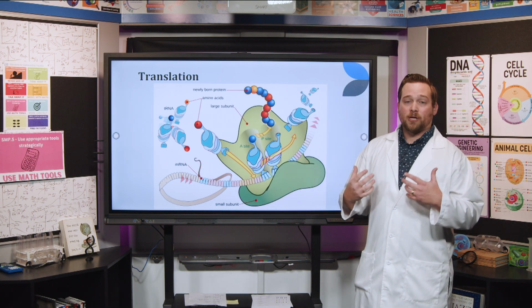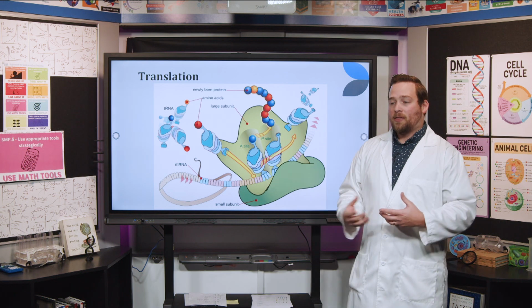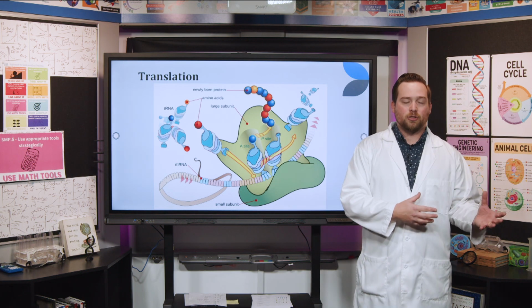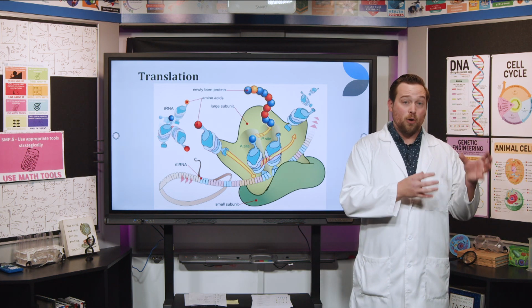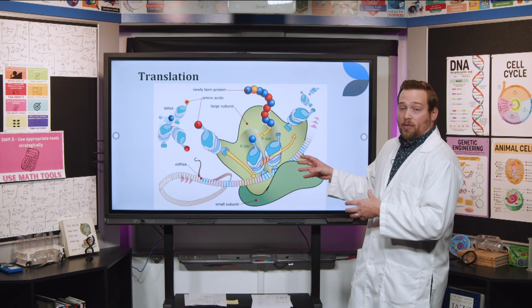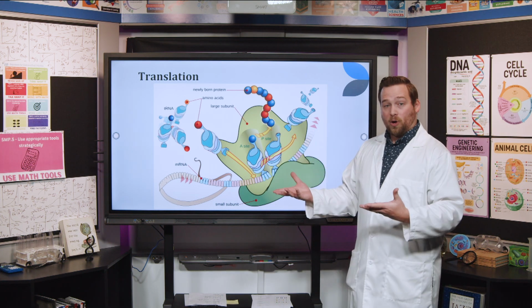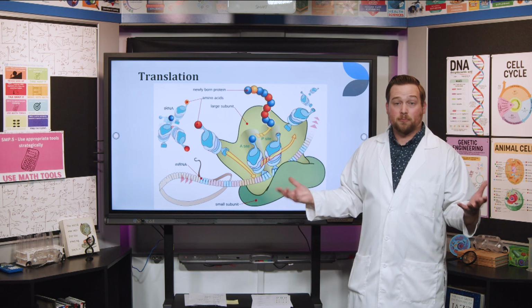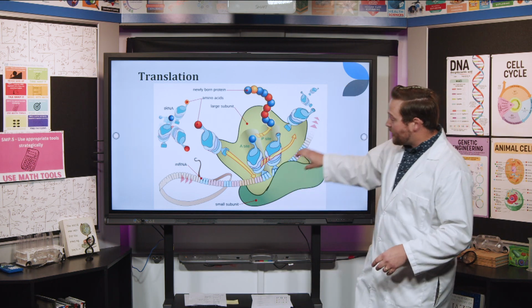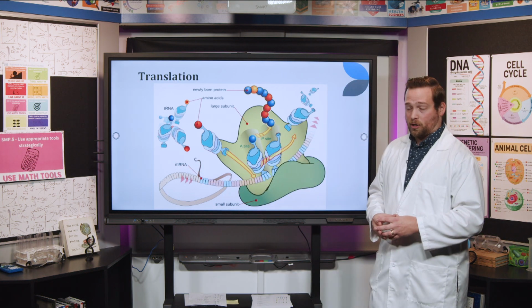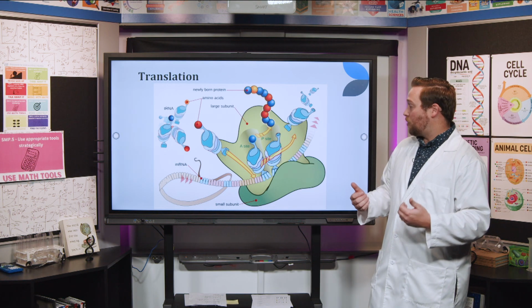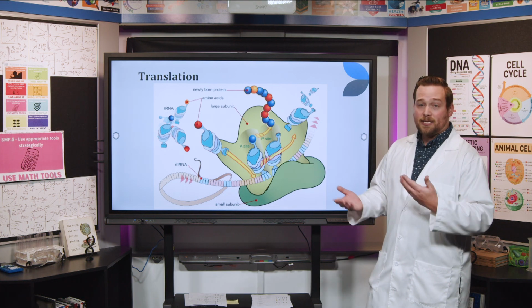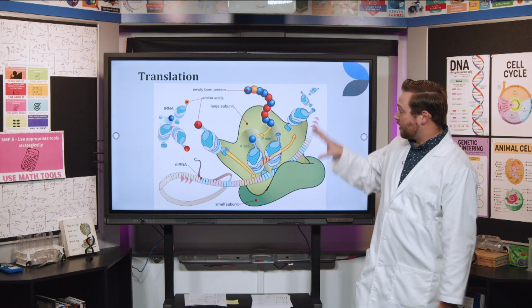It's looking for something called a start codon. The same way when we were doing transcription, we had something known as a promoter sequence. Here it's called a start codon, and that's basically telling the RNA molecule where to start this building process. So it's going to read down this mRNA until it finds a start codon. Once it finds a start codon, it's going to start finding tRNAs that are complementary.